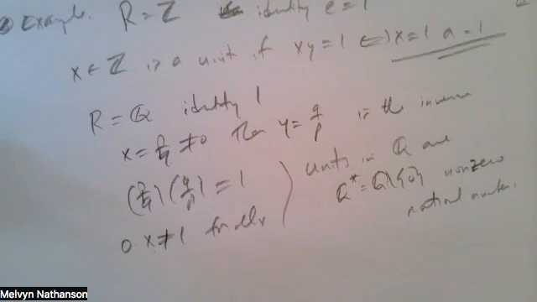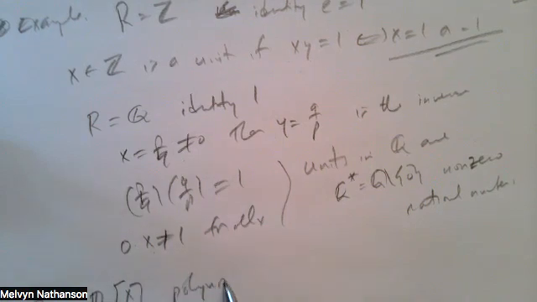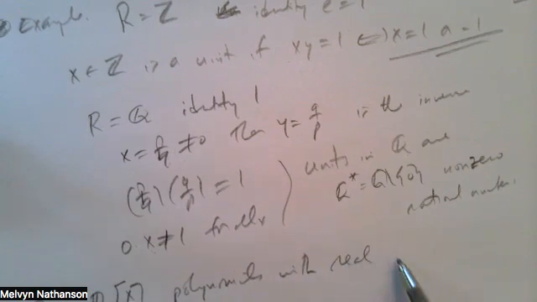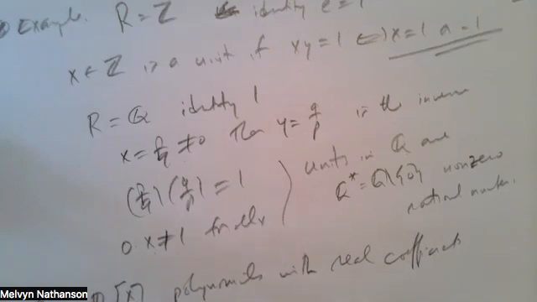What about, suppose we take R to be, so this is polynomials with real coefficients. The identity is just the constant polynomial 1, the number 1.